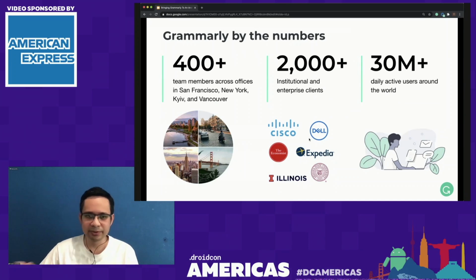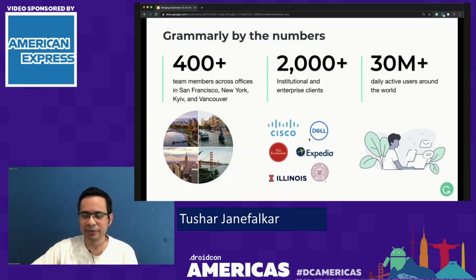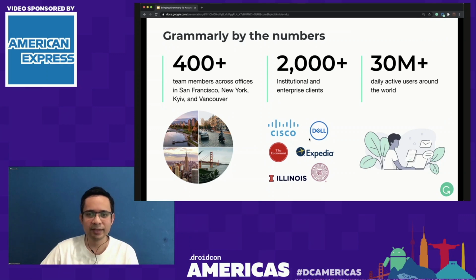As for the numbers, the Grammarly team is about 400 people across offices in San Francisco, New York, Kiev, and Vancouver. We're used in over 2,000 institutions and enterprise clients, and we have over 30 million daily users using the product across all interfaces that we support. Grammarly's most popular product is actually its web extension, which allows us to offer suggestions wherever people are typing. And Grammarly has been on the web a lot longer.